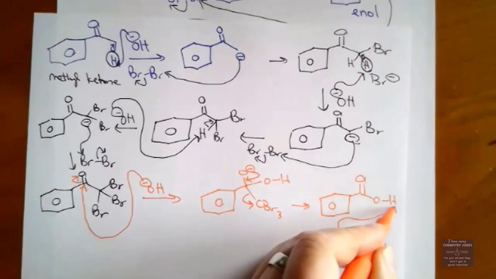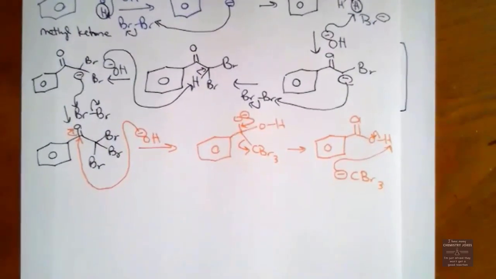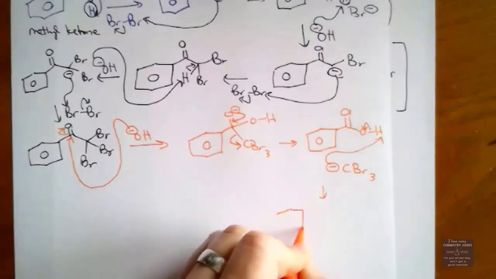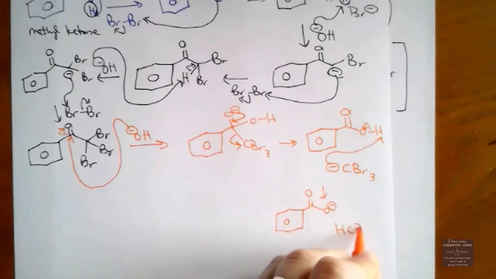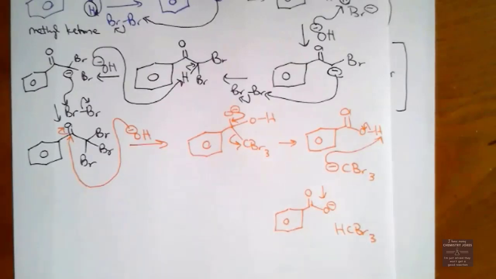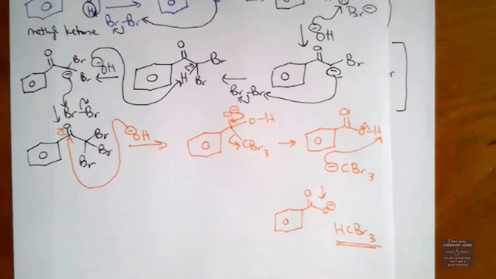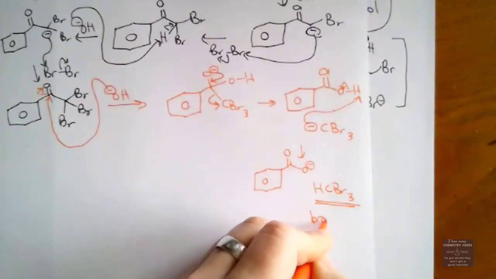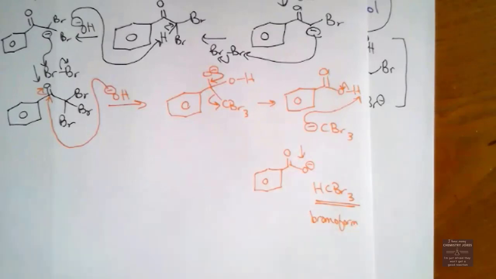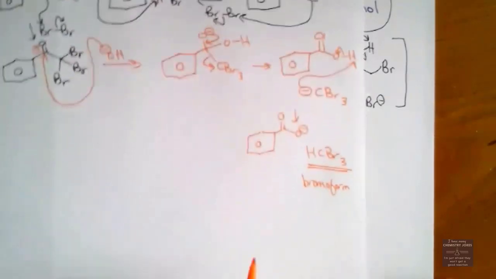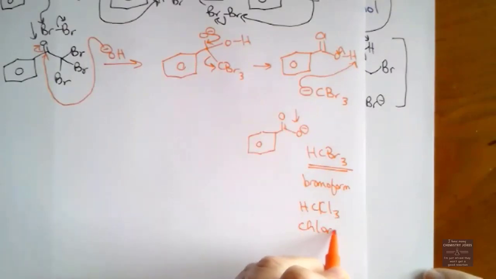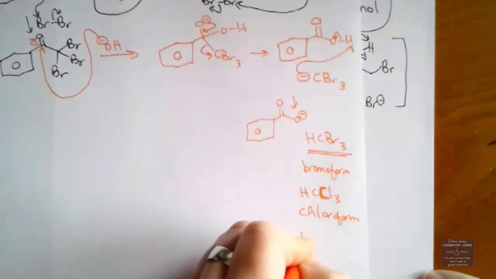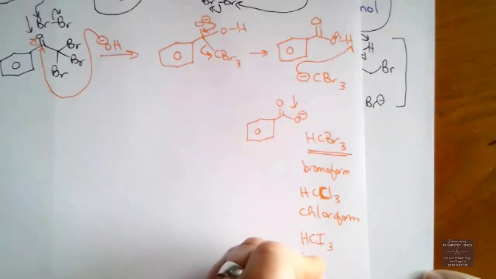And one final acid-base step, deprotonate, and you get a carboxylate and HCBr3. This compound is named bromoform. Ever heard of bromoform? Maybe not. I bet you have heard of chloroform. Where have you heard of it? Iodoform is the iodine version.